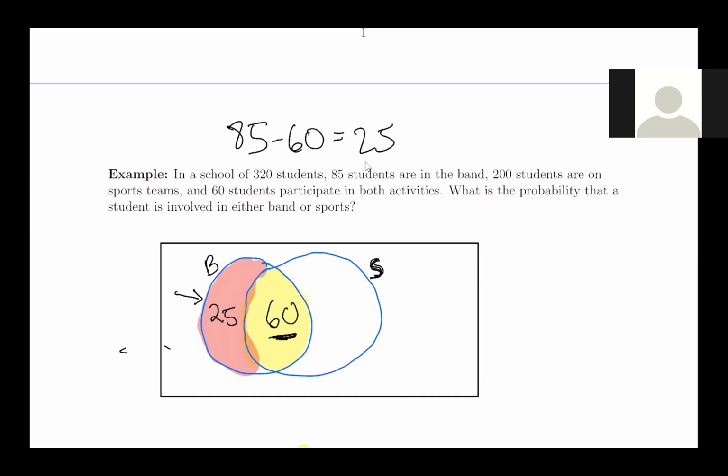All right, so let's do sports. So we found there are 60 people who participate in band and sports. But now I actually want to find people who participate in purely sports. So we don't want people who do band. We want people who do purely just sports. So if I know 60 people do band and sports, how many people only do purely sports?